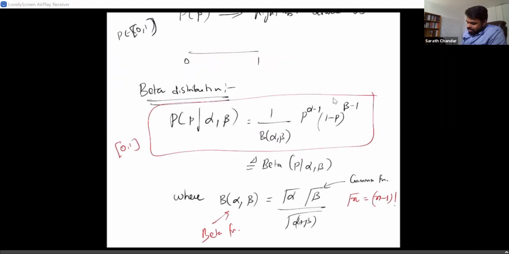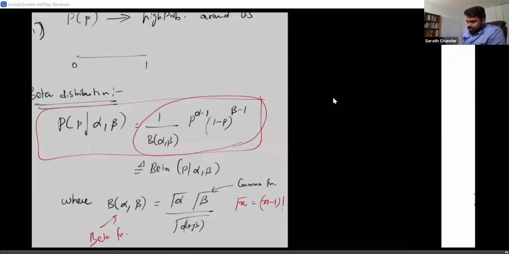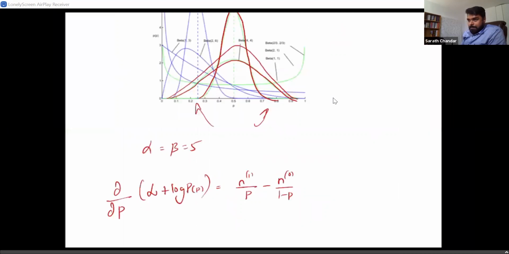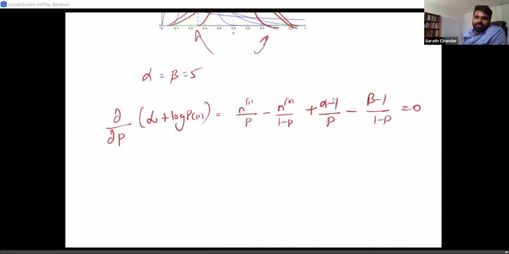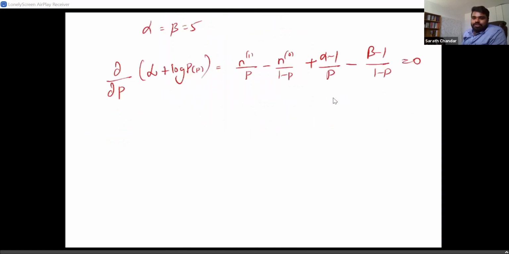When you differentiate, you take the log of this. The log of the first term has nothing to do with the parameter, so you can ignore it. But the log of the second and third terms would give plus alpha minus 1 over P minus beta minus 1 over 1 minus P is equal to 0. I have directly written the derivatives here instead of doing the steps one by one, but by this time, you should have gotten used to it.